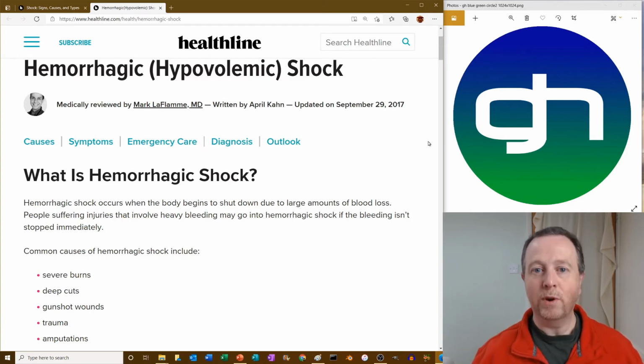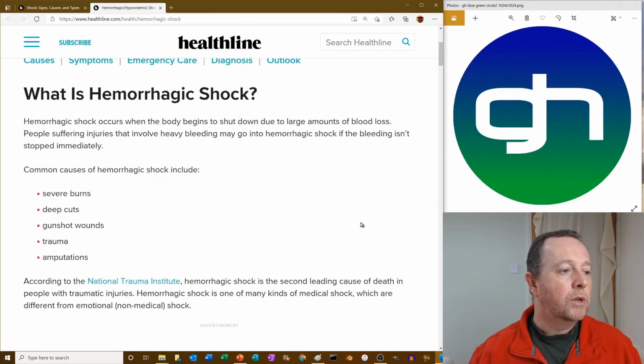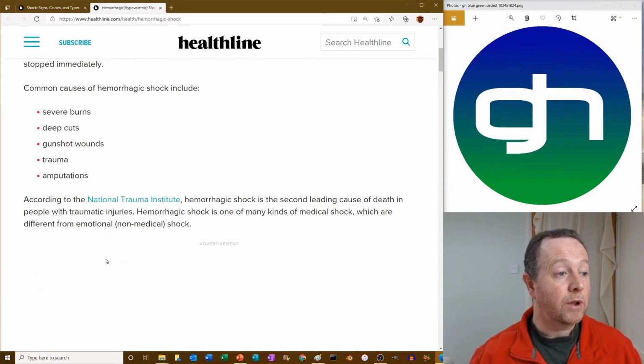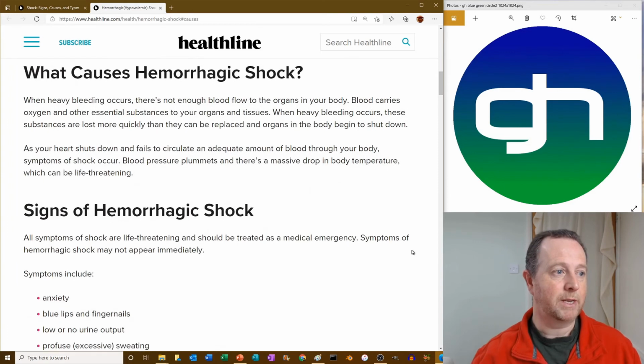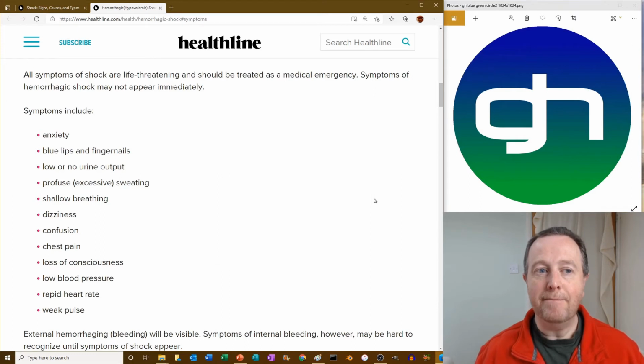You find somebody suffering from shock, what do we check for? And it's always look for deep cuts, missing limbs, stuff like that. So common causes of hemorrhagic shock include severe burns, deep cuts, gunshot wounds, trauma and amputations, which of course is a very deep cut. According to these guys, hemorrhagic shock is the second leading cause of death in people with traumatic injuries. Hemorrhagic shock is one of many kinds of medical shock which are different from emotional shocks. So it's basically heavy bleeding. Now the signs of hemorrhagic shock: all symptoms of shock are life-threatening and should be treated as a medical emergency. Symptoms of hemorrhagic shock may not appear immediately.